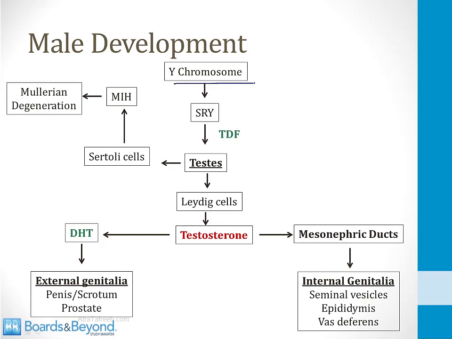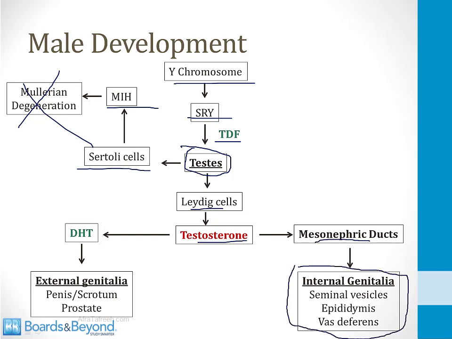First of all, there needs to be a Y chromosome with the SRY gene. That gene codes for testis determining factor, which turns the gonads into testes. The testes will have Sertoli cells, which secrete Müllerian inhibitory hormone, and that causes the Müllerian system, the female system, to degenerate. The testes also have Leydig cells, which make testosterone. Testosterone drives the mesonephric ducts in the embryo to form the internal genitalia, all these structures shown on the slide. And testosterone is also converted into dihydrotestosterone, and that drives formation of the external genitalia.